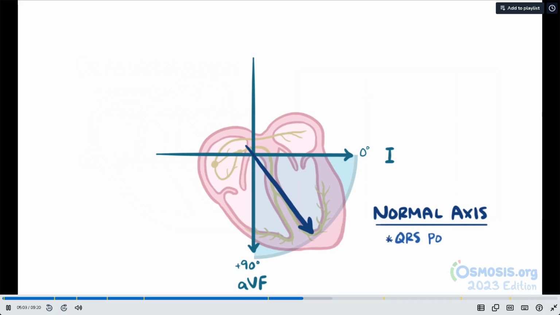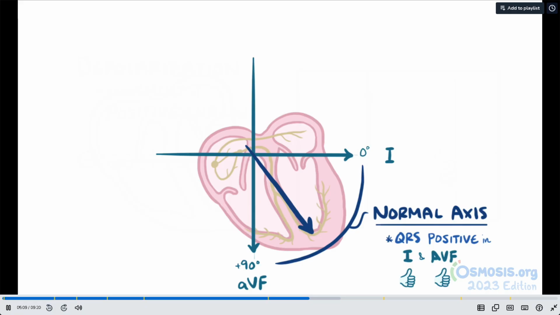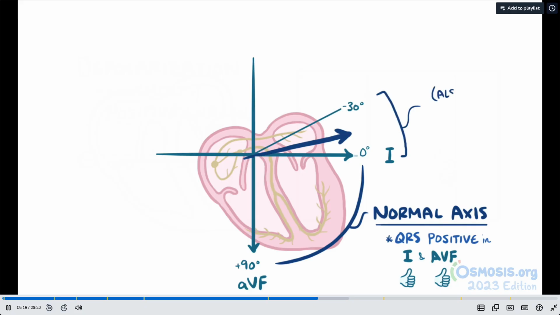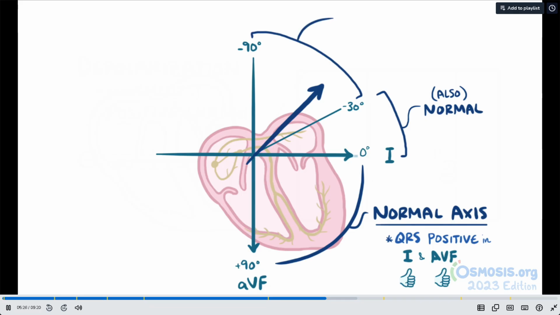If it's positive or up on an ECG in lead 1 and in AVF, you can imagine that's like seeing 2 thumbs up, meaning that everything's okay. If the vector's positive in lead 1 and negative in AVF, then it's in this quadrant, and it could also be normal if it's between 0 and negative 30 degrees. If it's between negative 30 and negative 90 degrees though, it could be considered left axis deviation.